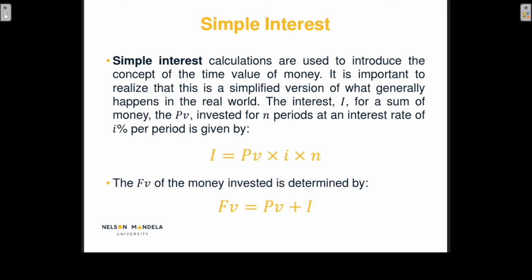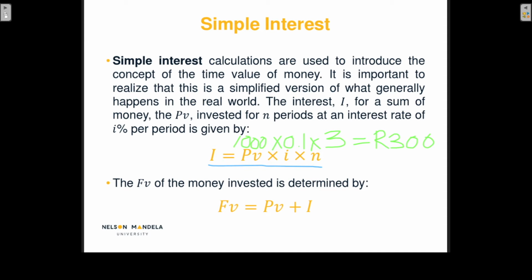Okay, so the interest, capital I, for a sum of money, the present value, invested for n periods at an interest rate of i% per period is given by this first formula here. For example, if I invest, let's say, 1,000 rands at an interest rate of 10%, 0.1, and I invest it for 3 years, then the interest that I've earned on this investment is equal to 300 rands.